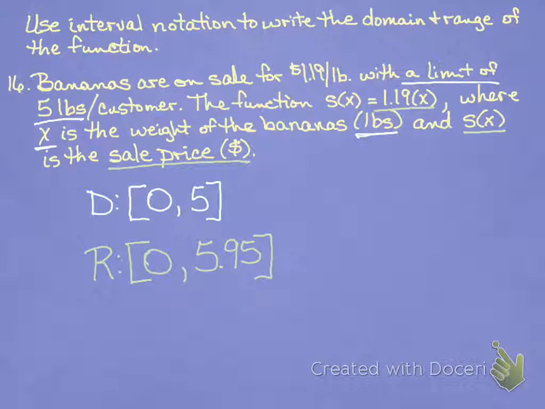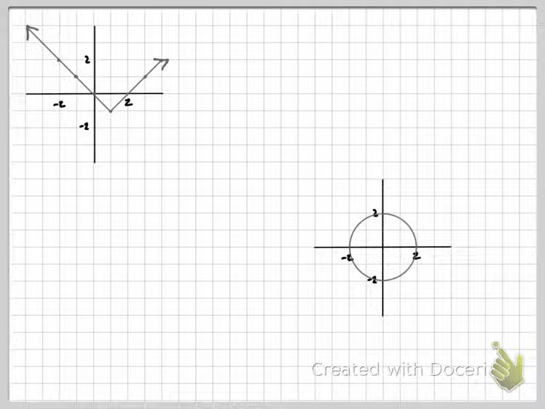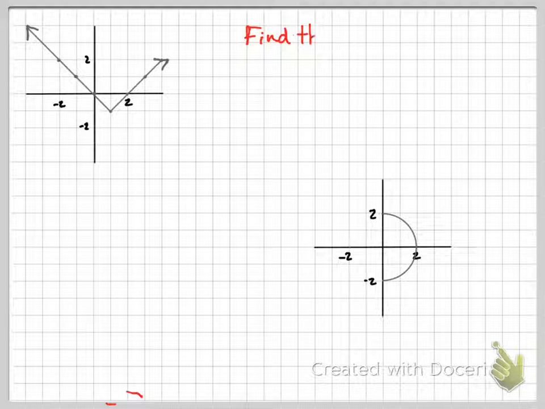Alright. Number 17, we have a graph. Let me go ahead and speed those graphs up real quick. Let's get that all erased there. Now, we are going to be finding the domain and the range of each relation, and we are going to determine whether or not it is a function.